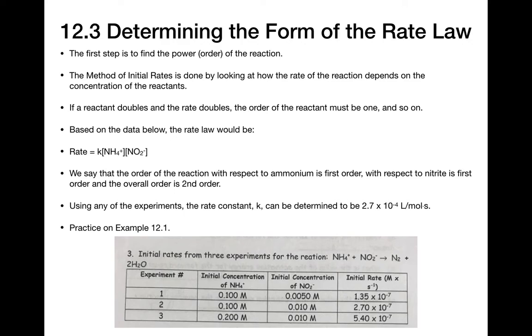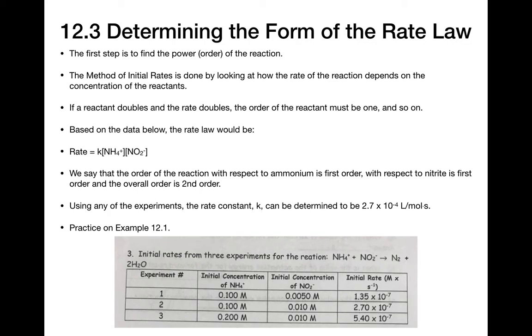If we compare experiment 2 to 3, we keep the nitrite constant at 0.01 molar, but we double the ammonium from 0.1 to 0.2. Now we see from experiment 2 to 3 that the rate again doubles. 2.70 goes to 5.40 times 10 to the minus 7 molarity per second. So it appears that doubling ammonium doubles the rate. So that must mean ammonium is also first order.